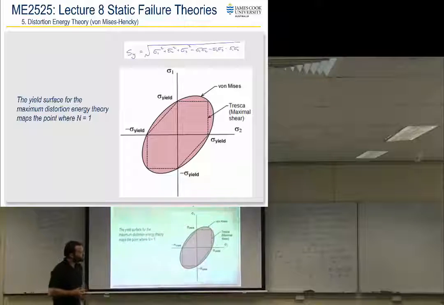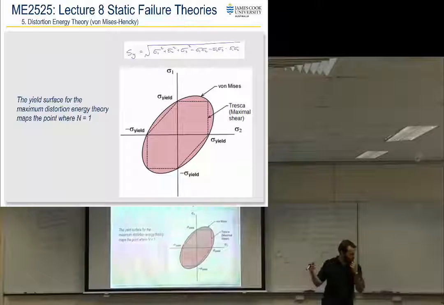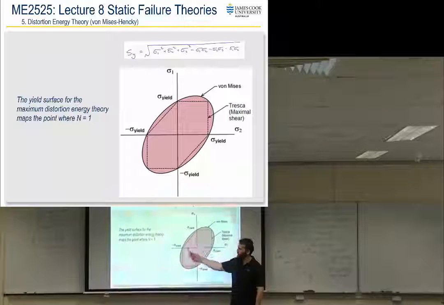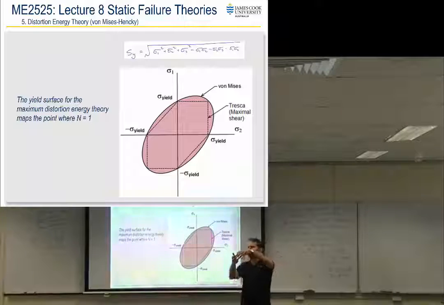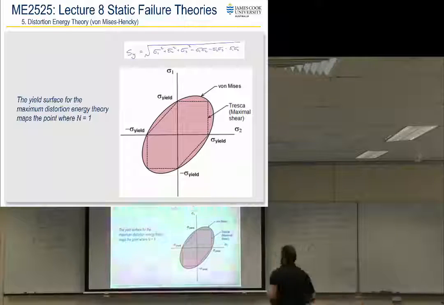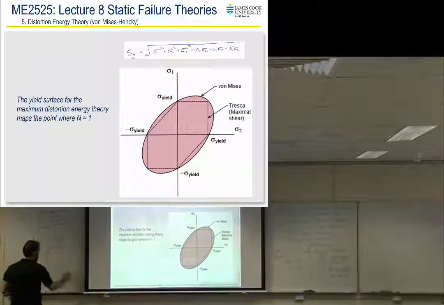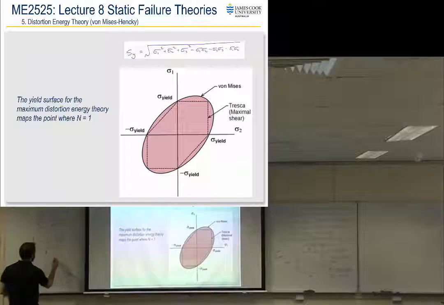It's a very good theory, and I'll talk about 3D possibly in a lecture or two, but in the 3D space, this is actually a cylinder that goes up along the sigma 1, sigma 2, sigma 3 all being equal axis. So along that volumetric axis. If I was to draw that 3D axis, I've got a 3D picture of this in one of the future slides, so don't stress out too much if this makes no sense to you. But if I had, let's say, sigma 1, sigma 2, and sigma 3.